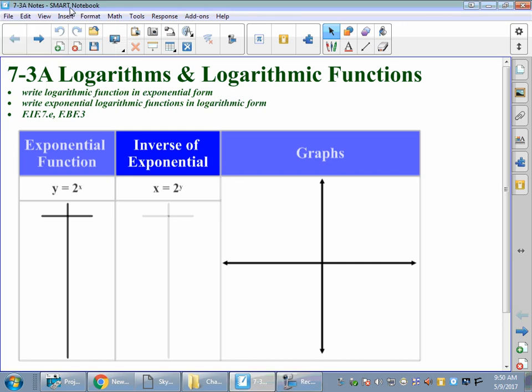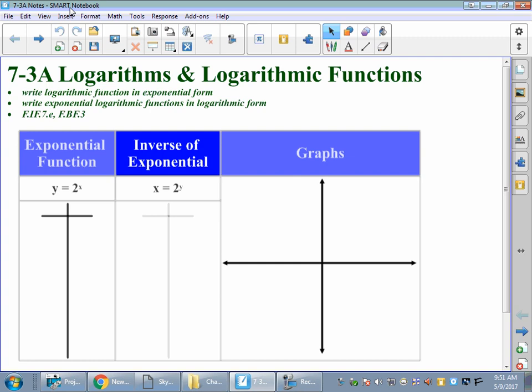These are your 7-3A notes on logarithms and logarithmic functions. Today you're going to first figure out and be introduced to what a log is, and then we're going to practice putting equations in logarithmic form into exponential form, or we can also write logarithms that look in exponential form. So that's the focus of today's lesson.